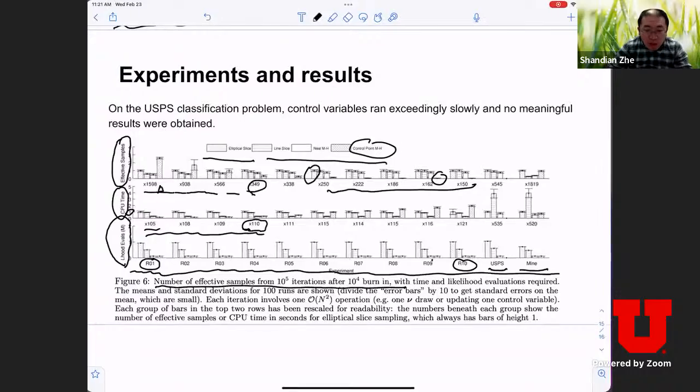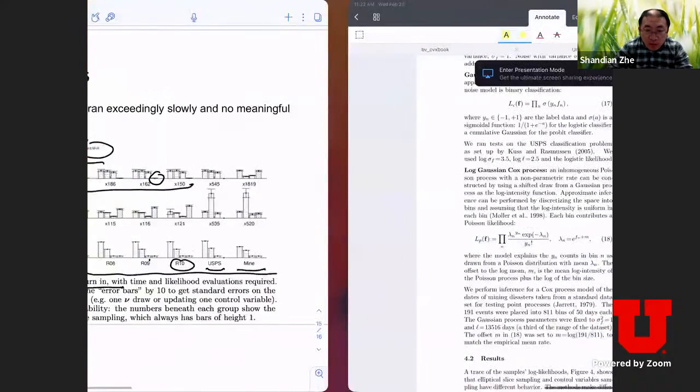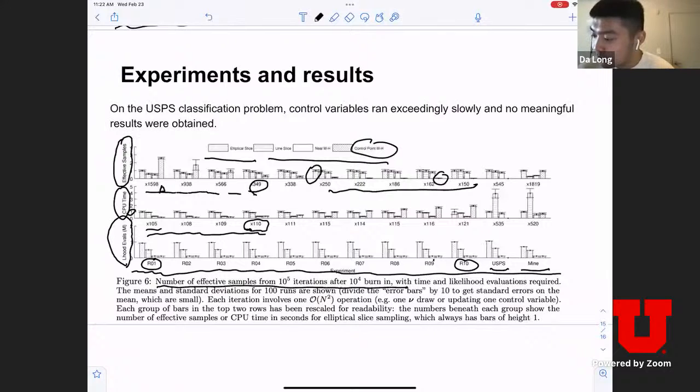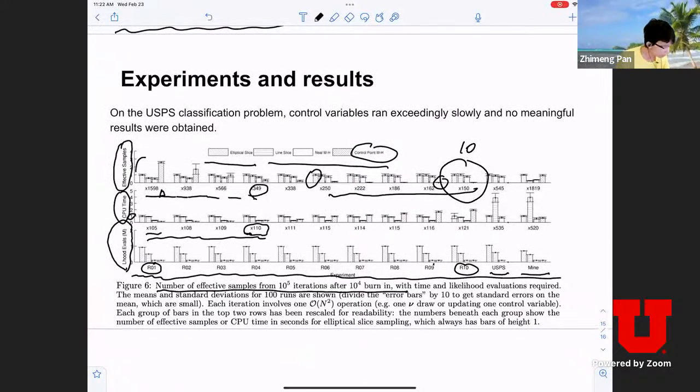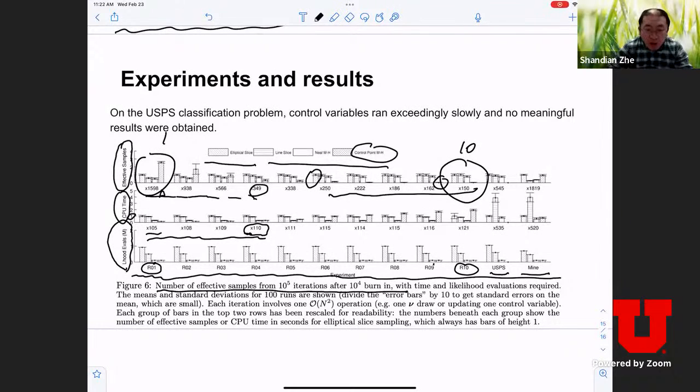So what's the largest dimension in their data set? The largest dimension is 10, R10, right? Did they say how large the dimension is? Is it 100, 1,000, or? It's just 10 dimensions. That means just a 10 dimensional multivariate Gaussian.